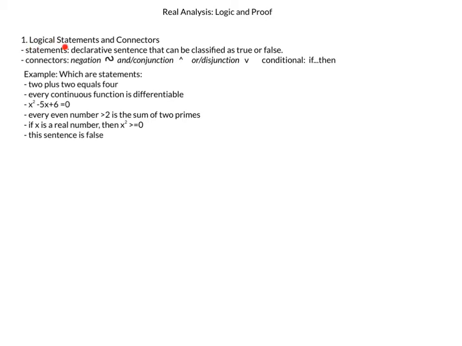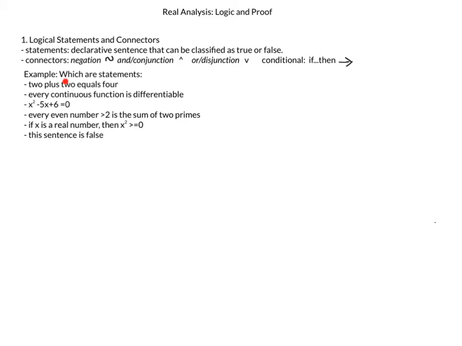Once we have statements, we can combine statements to make bigger logical statements. We do that by using connectors like negation. So we can have not of a statement, or we can do conjunction, or an and, which is notated with this kind of hat symbol. We can do a disjunction, or an or, notated with a kind of V. And then we can do a conditional, which is an if-then, also sometimes notated with this implication arrow.